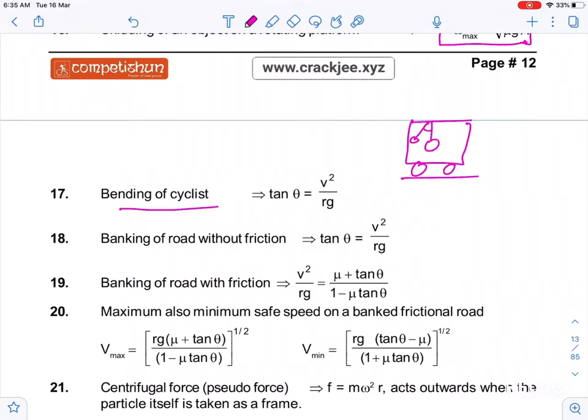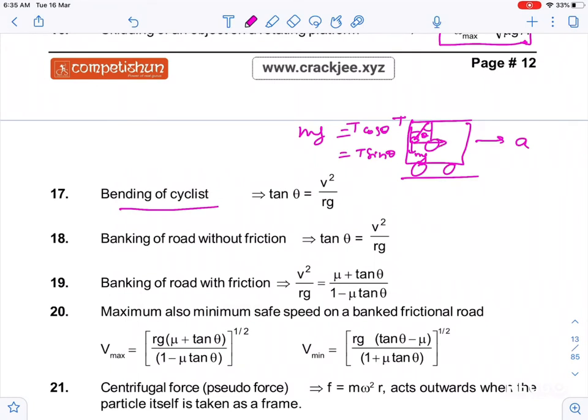So suppose this angle is also theta. This is the bending of the cyclist or turning of the car, moving with acceleration a. I can write that tension T is acting upward, mg is acting downward. So taking this theta, the component is T cos theta. T cos theta is balancing the weight mg, and T sin theta is providing the required centripetal force.